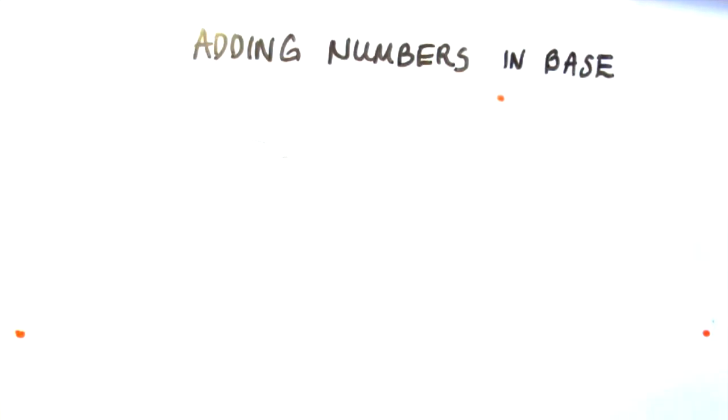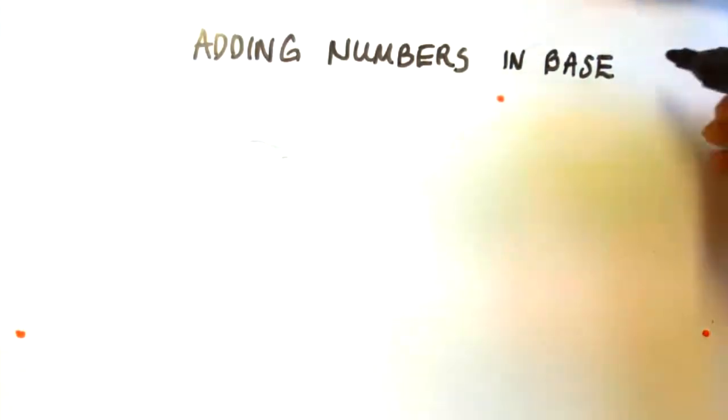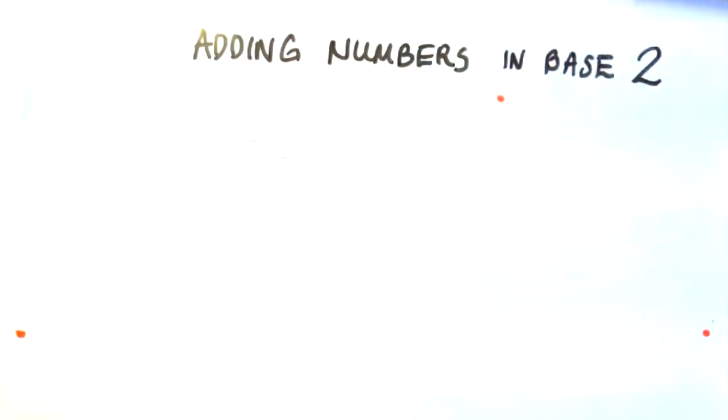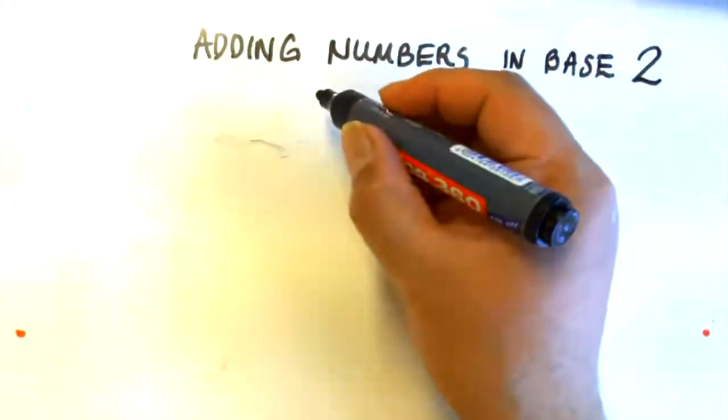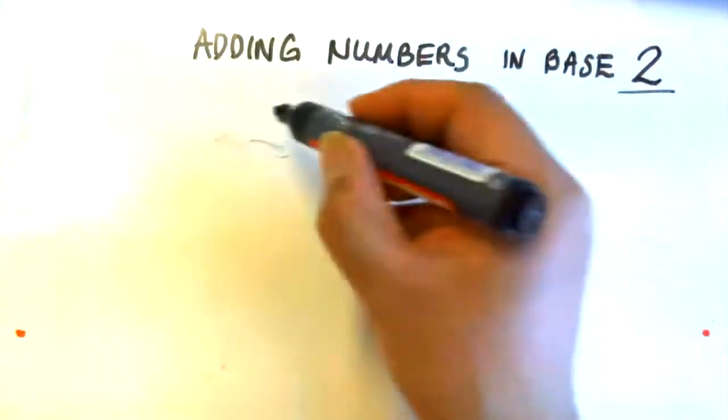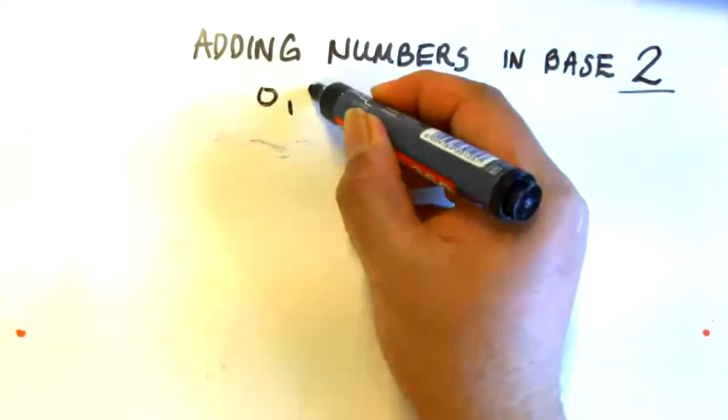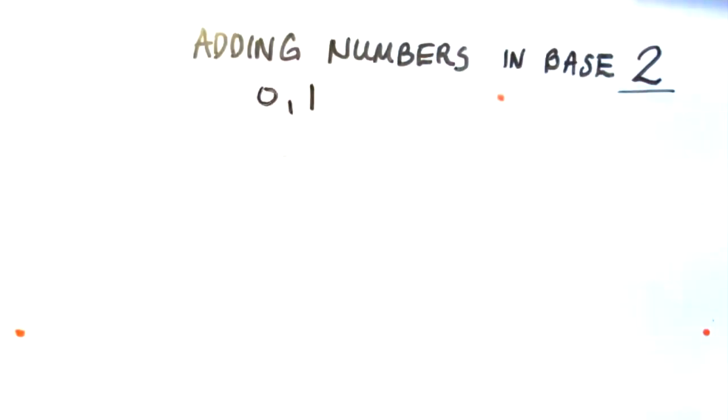Let's continue with adding numbers in different base systems, and today we're going to add numbers in base 2 counting. This is also well known as the binary system, very popular nowadays. So what are the numbers we use in base 2? There's only two symbols, and that's 0 and 1. It's a very interesting way to do it.